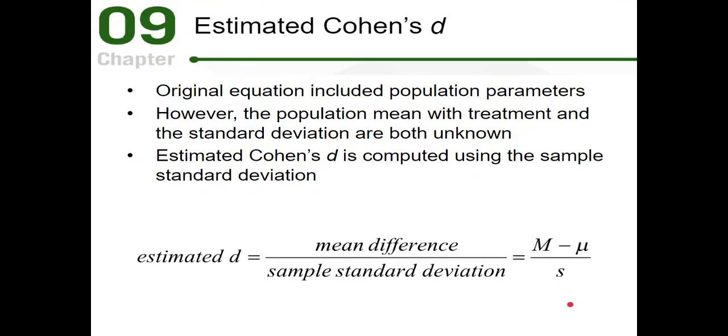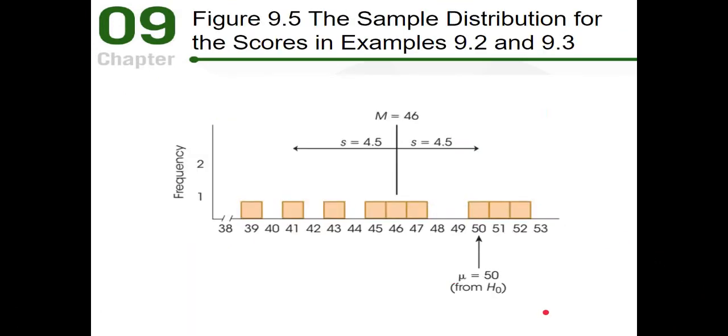So when we get ready to estimate Cohen's d, we have to use the original equation, which includes the population parameters. However, the population mean with treatment and standard deviation are both unknown. So that estimated Cohen's d is computed using the sample standard deviation, like indicated right down here using this formula. Here's an example in figure 9.5 of the sample distribution of scores in samples 9.2 and 9.3.